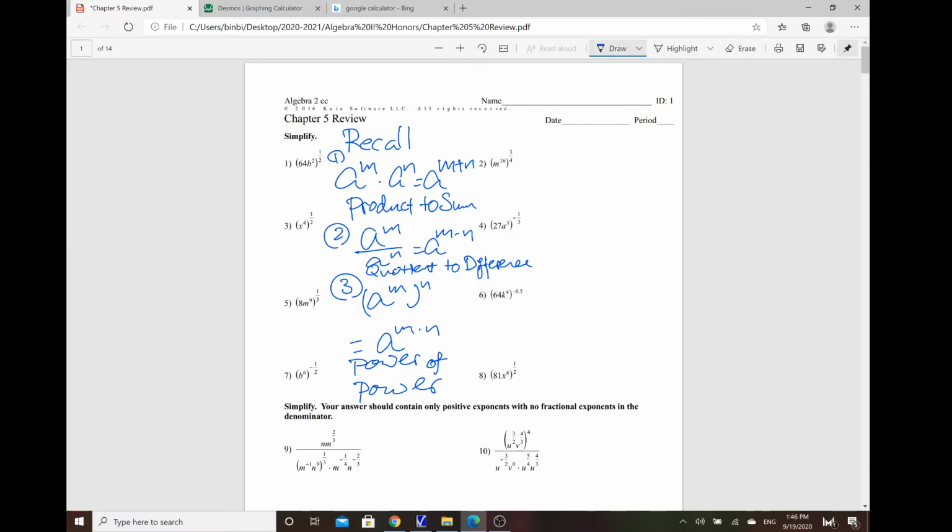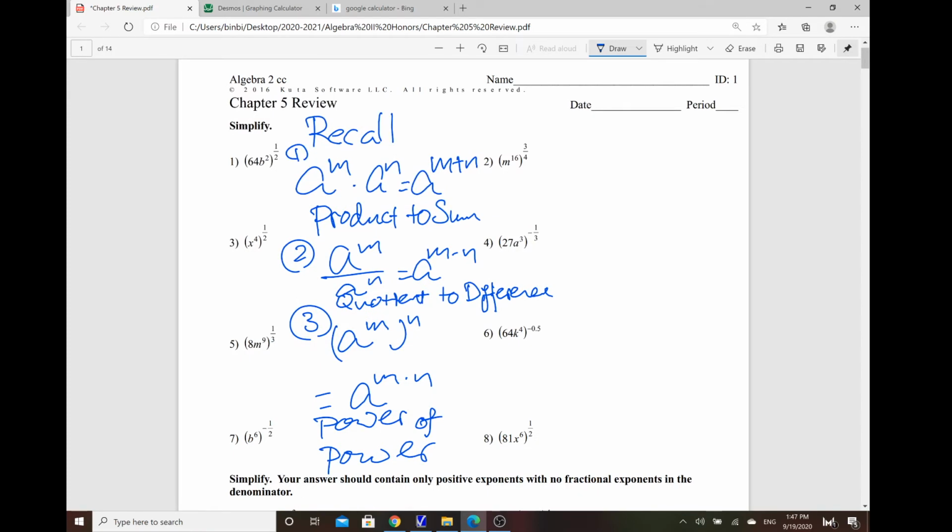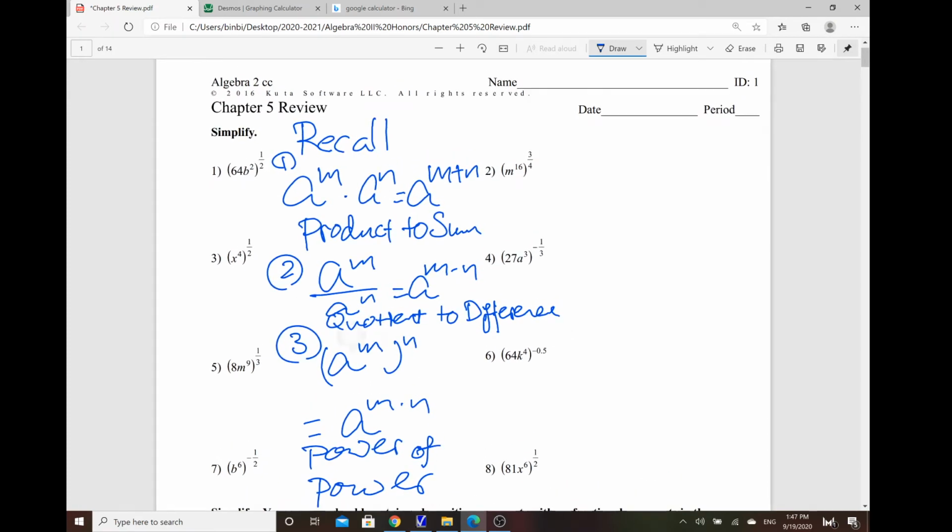Now let's look at number 2. We have 16 to the power of 3 over 4. What we can do here is use the power property, property number 3, power of power. That means we can distribute the 3 over 4, multiply it by 16, and then cross cancel. So we do have 12.